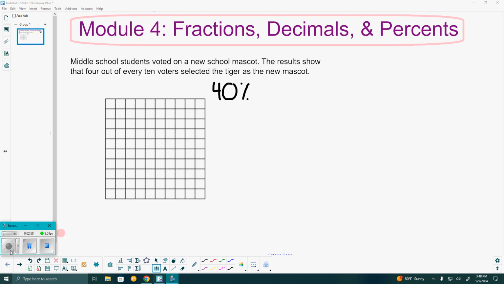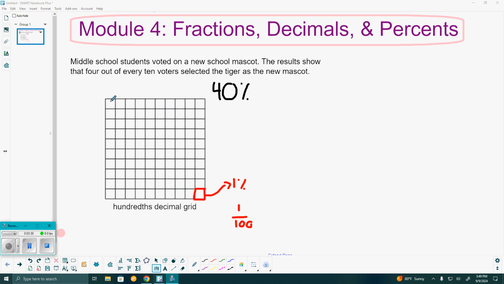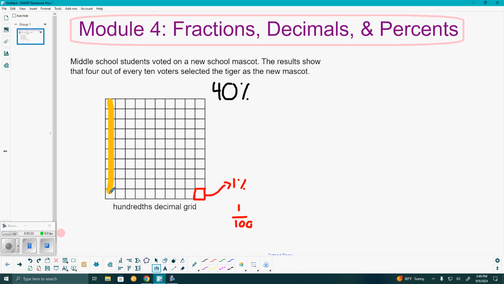Now let's look at how we could represent 40% using a picture. This image right here is what we call a hundredths decimal grid. Now the reason it's called a hundredths decimal grid is because there are 100 boxes, meaning that each of these boxes is 1%, representing the fraction 1 out of 100. If we were to shade this in to represent our 40%, we would shade in 40 total boxes.